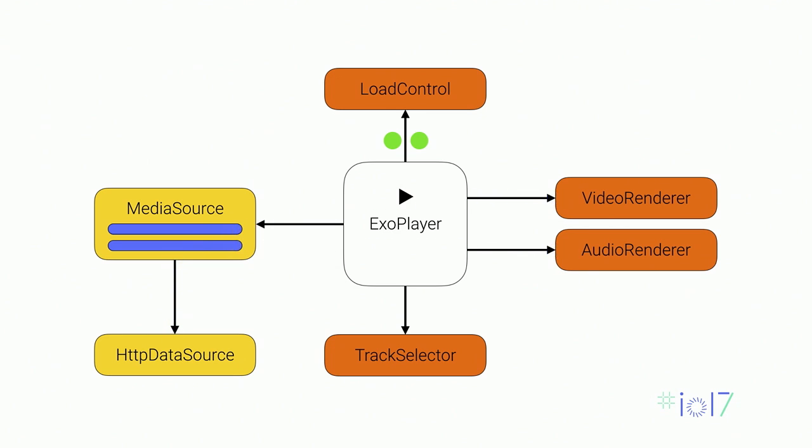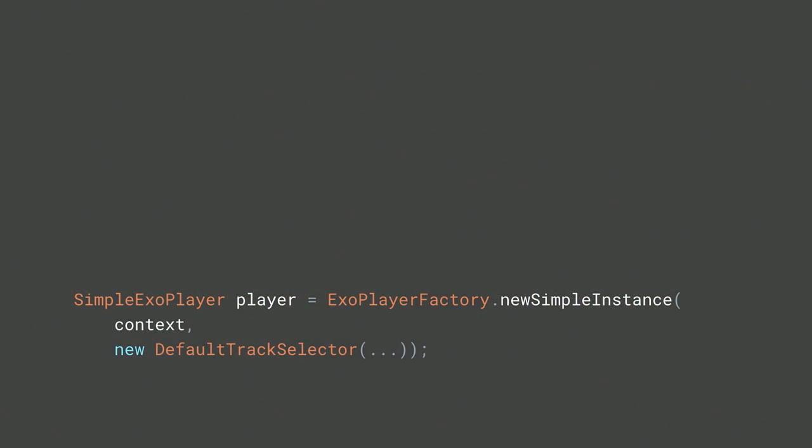OK, so now we know a bit about actually how the important components work during a playback. Let's talk a little bit about how we might customize those internal behaviors. So here is a code snippet that Andrew showed you earlier. We're creating an ExoPlayer with ExoPlayerFactory. But there are actually more complicated methods for creating an ExoPlayer.